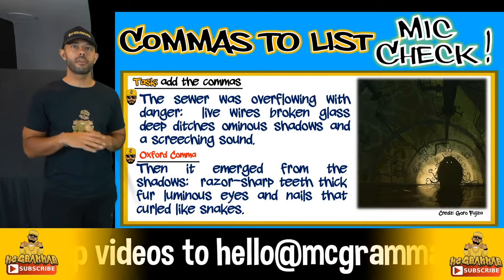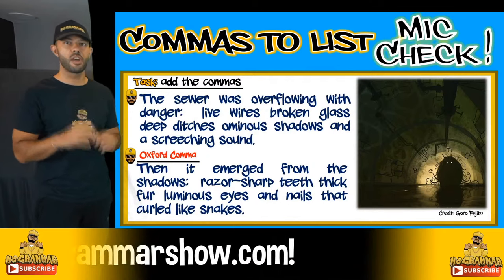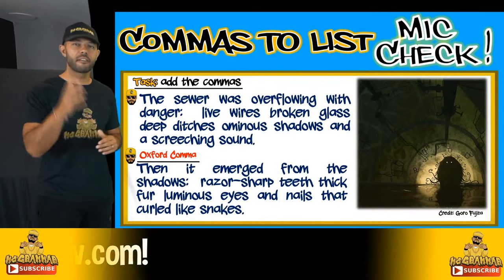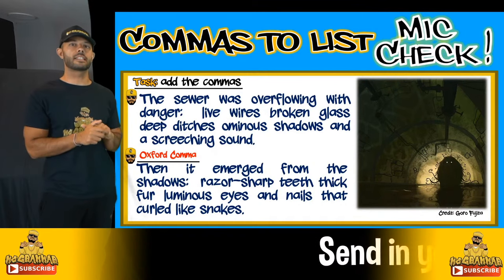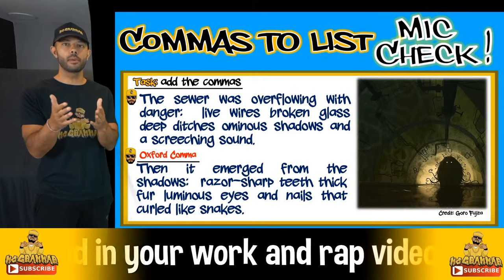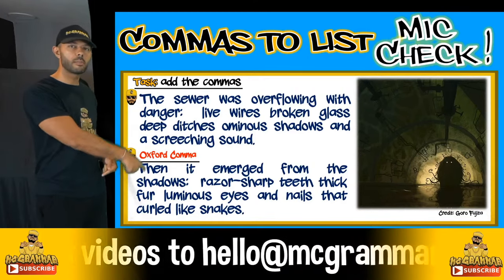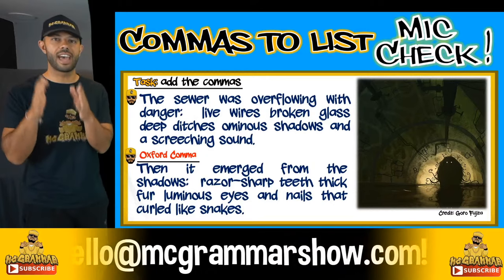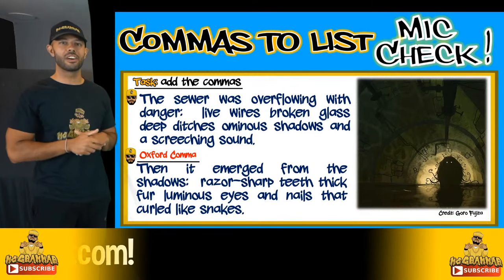Then it emerged from the shadows. Colon, introduce the list, with a main clause before it. Razor sharp teeth, thick fur, luminous eyes, and nails that curled like snakes. What do you have to do? You have to add the commas. Example one, add the commas, but no Oxford comma. Example two, down the bottom there, add the commas and that Oxford comma. I'm going to disappear for about a minute and then we'll have a look at the answers. Off you go.